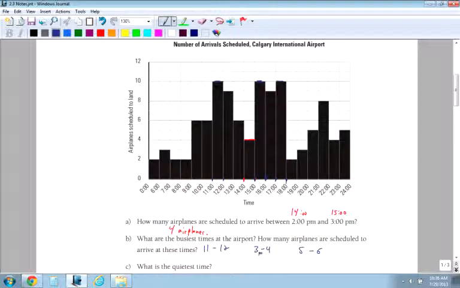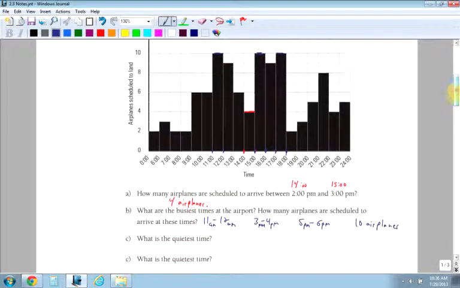And maybe we should put PM down here, just because everything is in 24-hour time. If we're changing it to 12-hour time, then we should probably make sure that we have the AMs and the PMs just to be really clear. And we had 10 airplanes at each one of those intervals, because that's the maximum amount of airplanes that arrive.